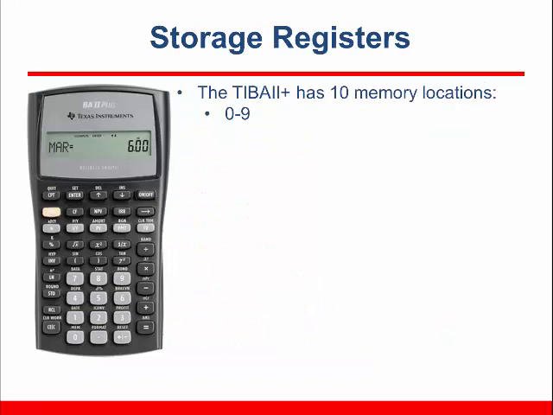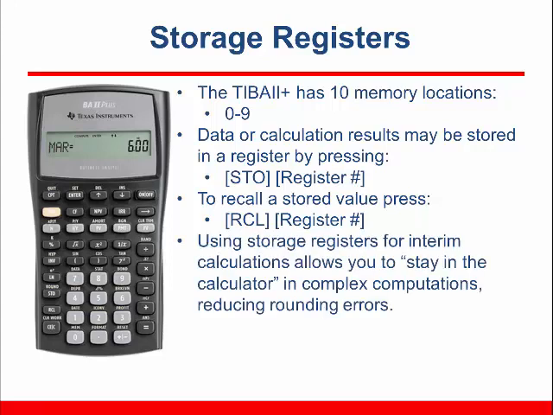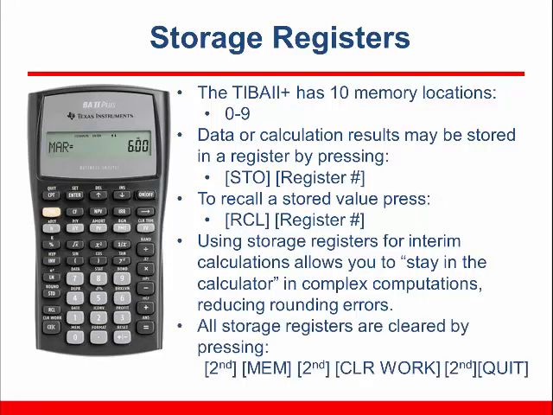Like most calculators, the TI Business Analyst 2 has storage registers. The TI has 10, numbers 0 through 9. They're accessed by the store and recall keys located on the left-hand column of keys near the bottom. A value can be stored in a register during intermediate computations, then recalled for later use. As with all registers, values stay in unless cleared or overlaid. Using storage registers for interim calculations allows you to stay in the calculator in complex computations, reducing rounding errors. To clear all storage registers, press second, memory, second, clear work, second, quit.